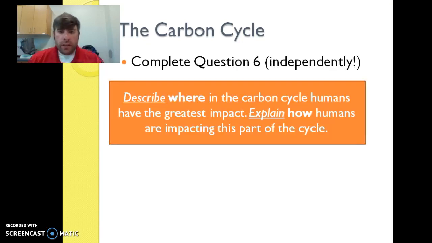And then question 6, independently, obviously you're doing this all on your own anyways, is describe where in the carbon cycle we have the biggest impact. So if we are impacting the carbon cycle, where are humans having the greatest impact on the cycle and how might we be throwing off the balance in this cycle? And that's it.